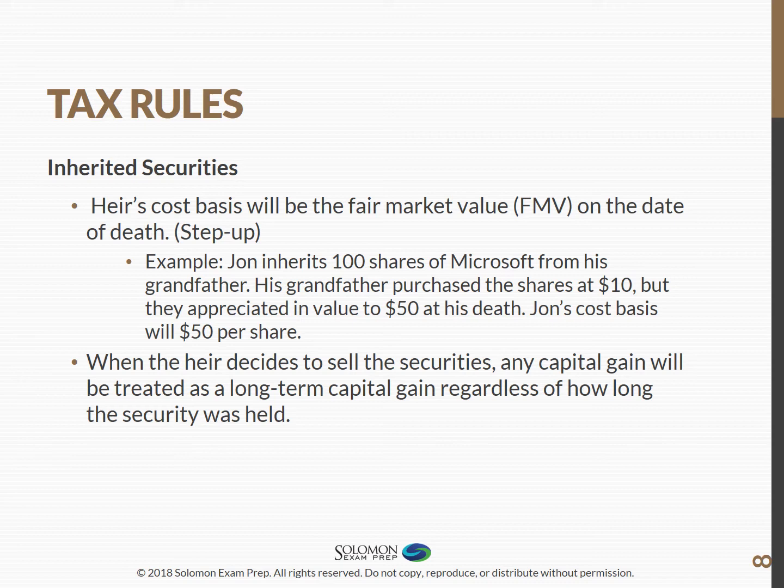When the heir decides to sell the securities, any capital gain will be treated as a long-term capital gain, regardless of how long the security was held. So if John decides now to sell his shares 2 months later at 55, it will be treated as a long-term capital gain.